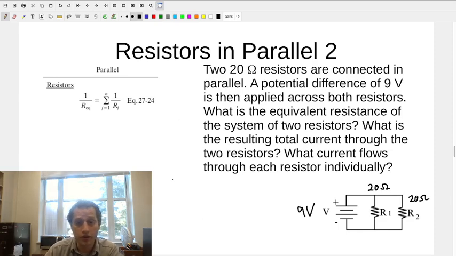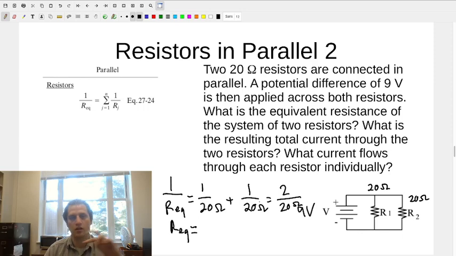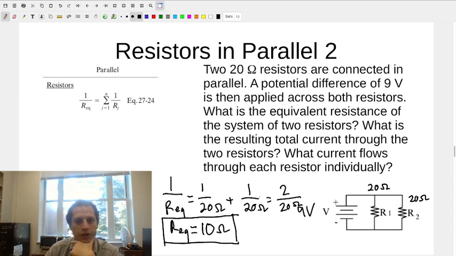Well, you could use your equation and say that 1 over the equivalent resistance is 1 over 20 ohms plus 1 over 20 ohms, which gives you 2 over 20 ohms. Now I'm going to flip both sides of this. Req equals 20 ohms over 2, which is just 10 ohms. So there's my first part of this type of problem. And then it asks, what is the resulting total current that flows through the two resistors?